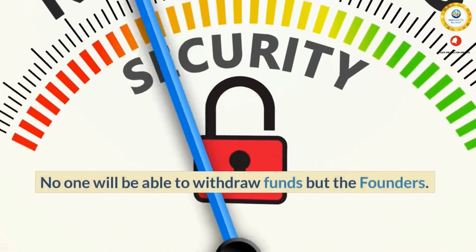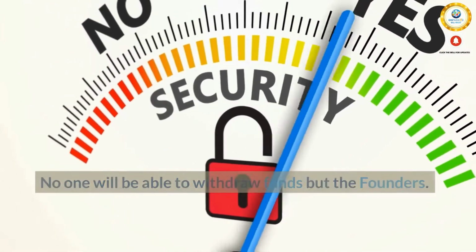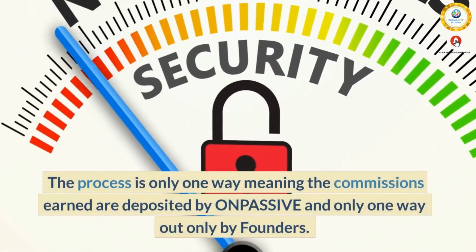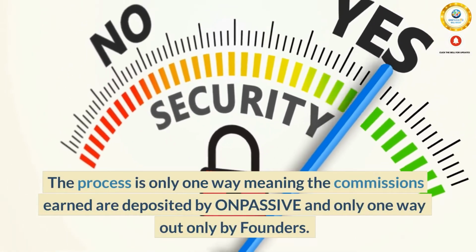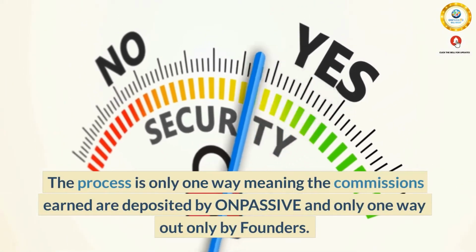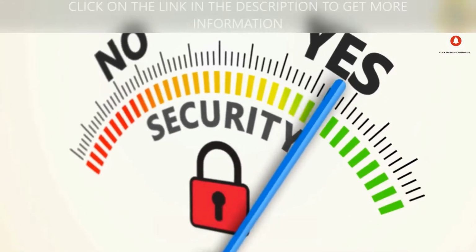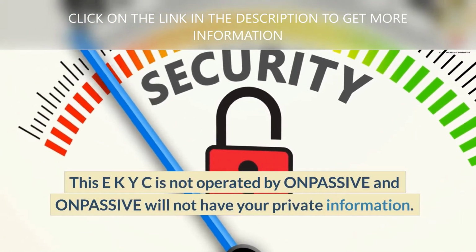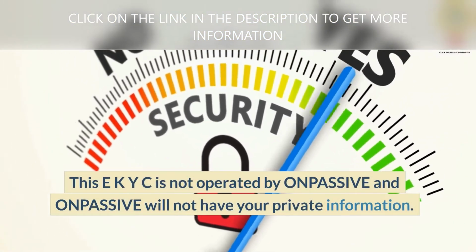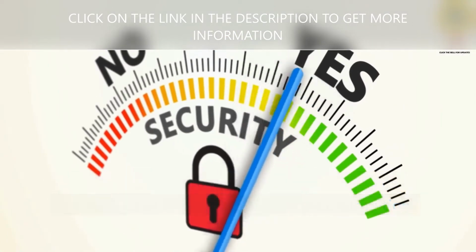No one will be able to withdraw funds but the founders. The process is only one way, meaning the commissions earned are deposited by OnPassive, and only one way out, only by founders. This eKYC is not operated by OnPassive, and OnPassive will not have your private information, only your bank.